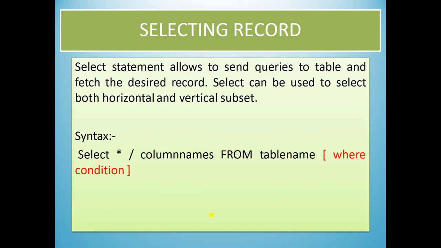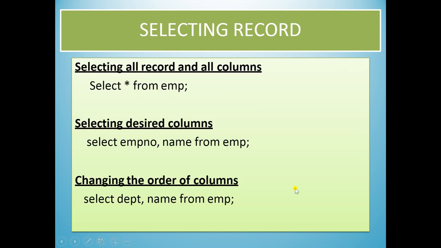Selecting record. So selecting record means you want to fetch the desired record. Okay, so the select can be used to select both the horizontal and the vertical subset. So now the syntax is select asterisk, then column names from table name, then you will write the where condition. See the example. Selecting all records and all columns, then you will write select asterisk from EMP.